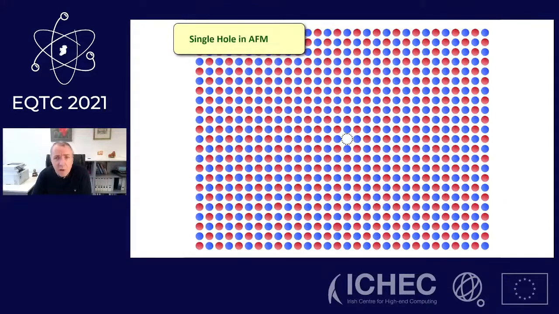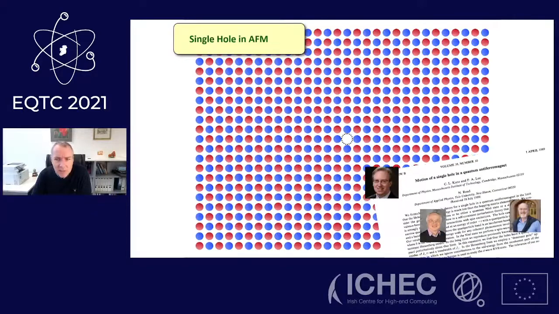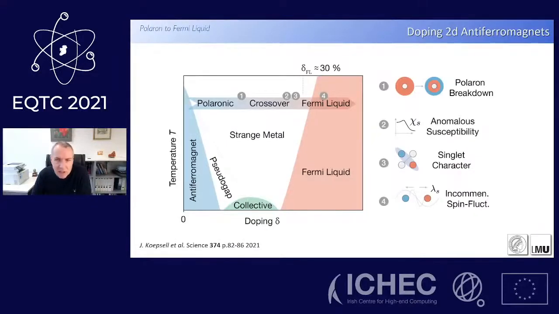And then you can really go back to these fundamental questions of looking at how a single hole interacts with this antiferromagnetic environment, a question that was already asked about 30 years ago by three of the most well-known condensed matter physicists of our time, Charlie Kane, Patrick Lee, and Nick Read. And what remained a Gedanken experiment at that time is now actually becoming reality, where we can really study this in the lab.